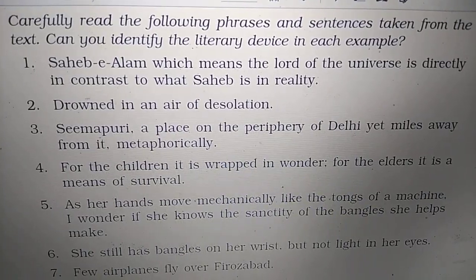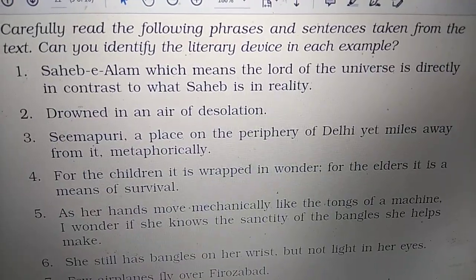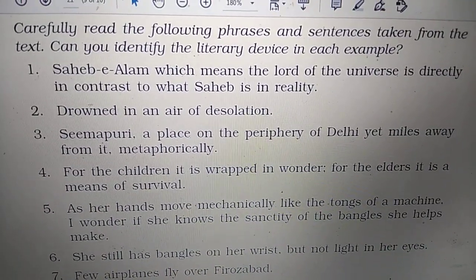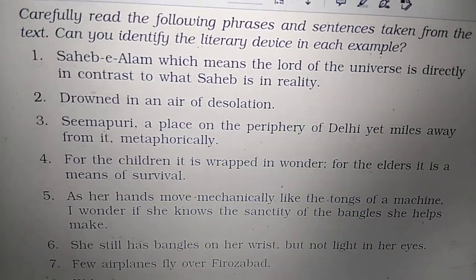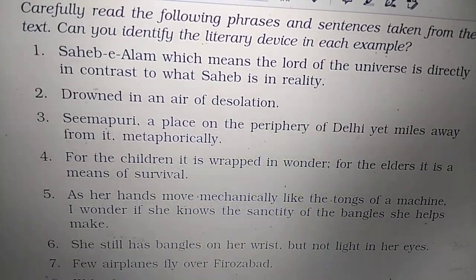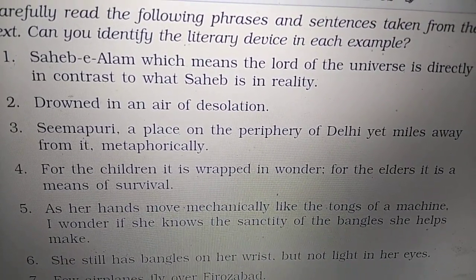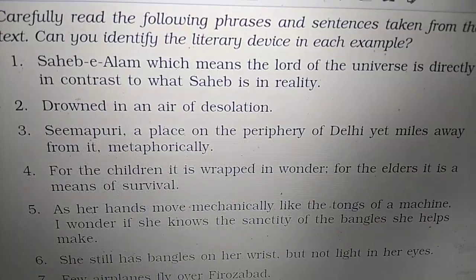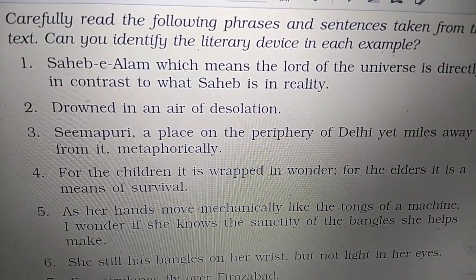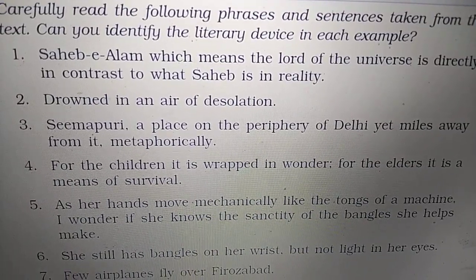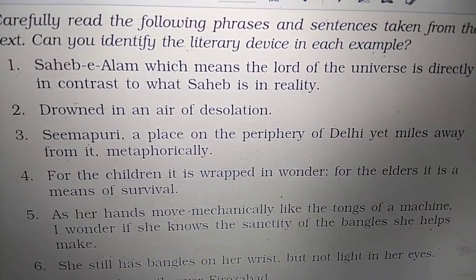We will just talk about the language section here, and here we will talk about literary devices. So here we have to find out the literary devices used by the author. Let us see the first sentence. Sahib-e-Alam, which means the Lord of the universe, is directly in contrast to what Sahib is in reality. Actually, his name means Lord of the universe, but he is not in such condition to be called Lord of the universe, as he is a rag picker.